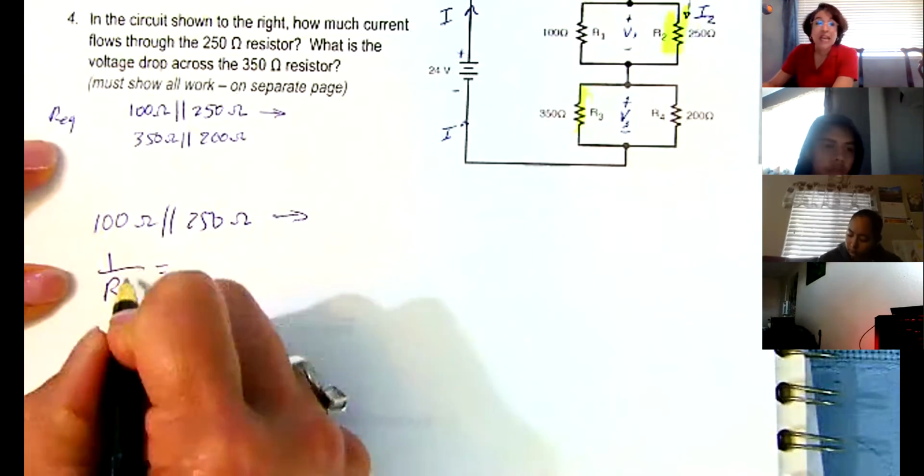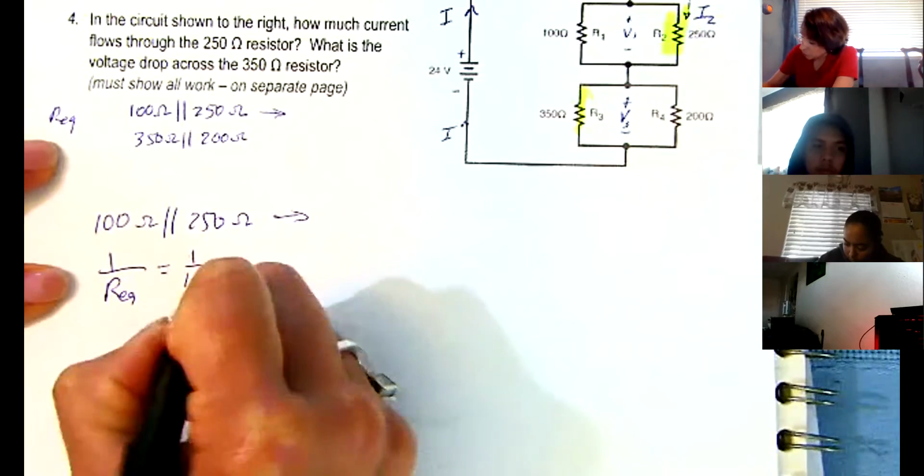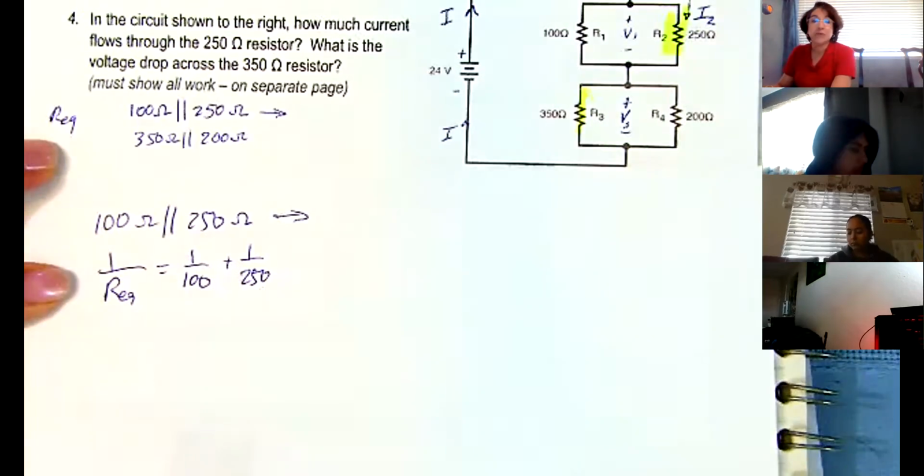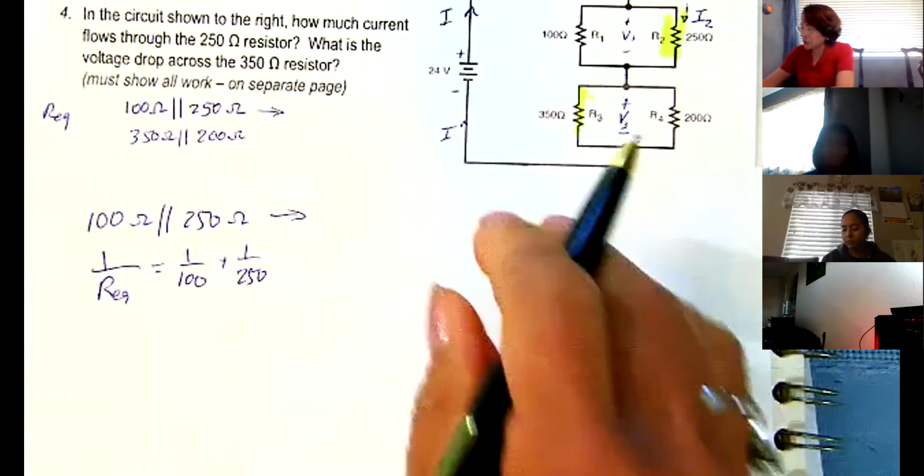Okay, and that would give me the inverse of the total resistance. Good. 1 over 100 plus 1 over 250. So let's figure out what these two are. And I'm looking for my calculator.